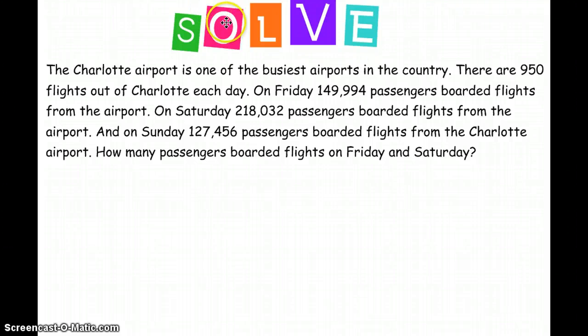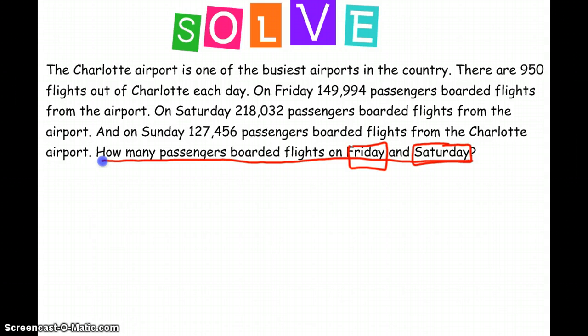So we know that passengers are boarding flights, and the question asks me how many passengers boarded flights on Friday and Saturday. So I'm going to underline that in my question. Now, two important words are Friday and Saturday, so I'm going to put a box around those. And in the problem, I'm going to search for Friday and Saturday. So here we have Friday. So I'm going to box the important information, which brings us to O, organize the facts.